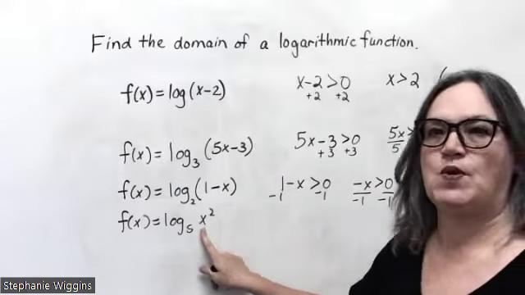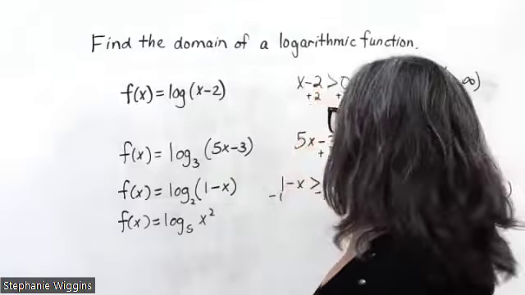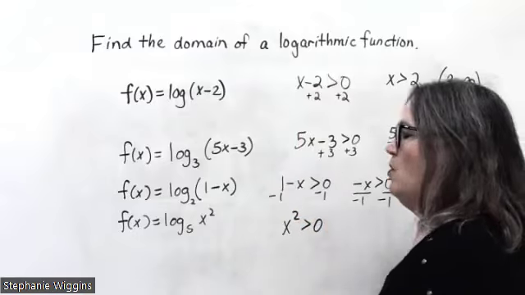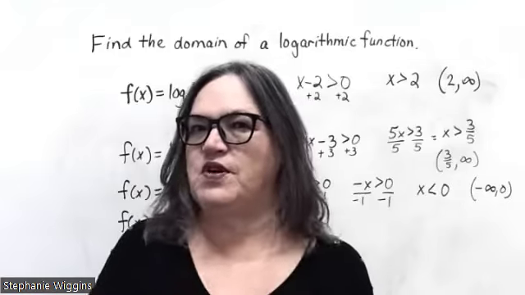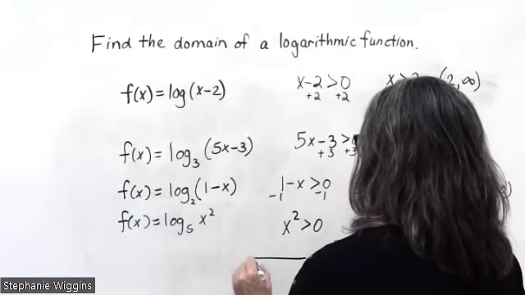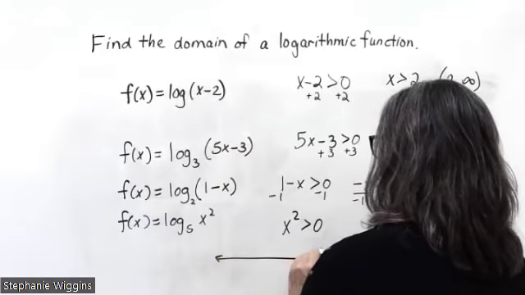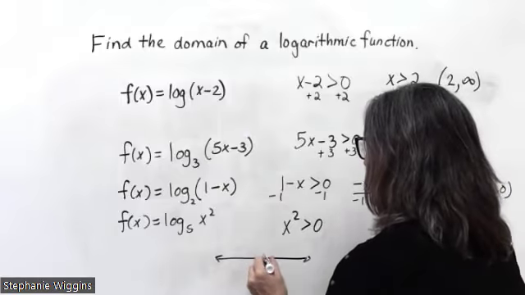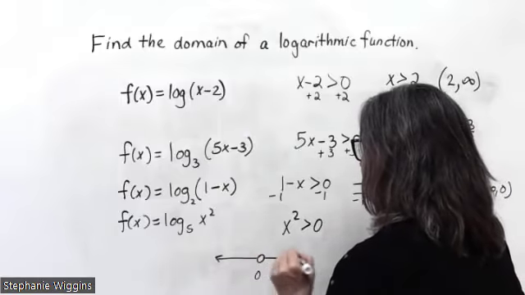Finally, we have a quadratic argument. So solving this, x squared is greater than 0, requires some different techniques. So you're going to use the number line. And first of all, x cannot equal 0. So we're going to put a hole in our number line at 0.